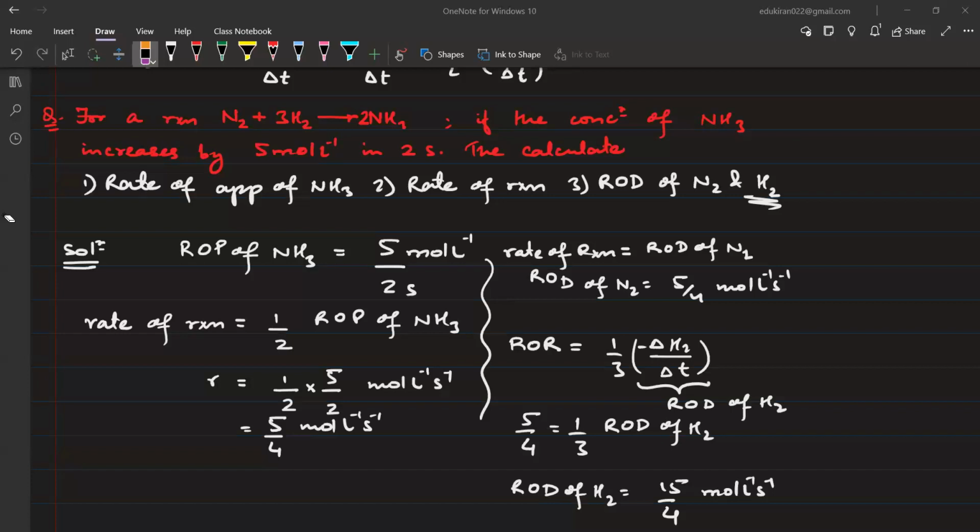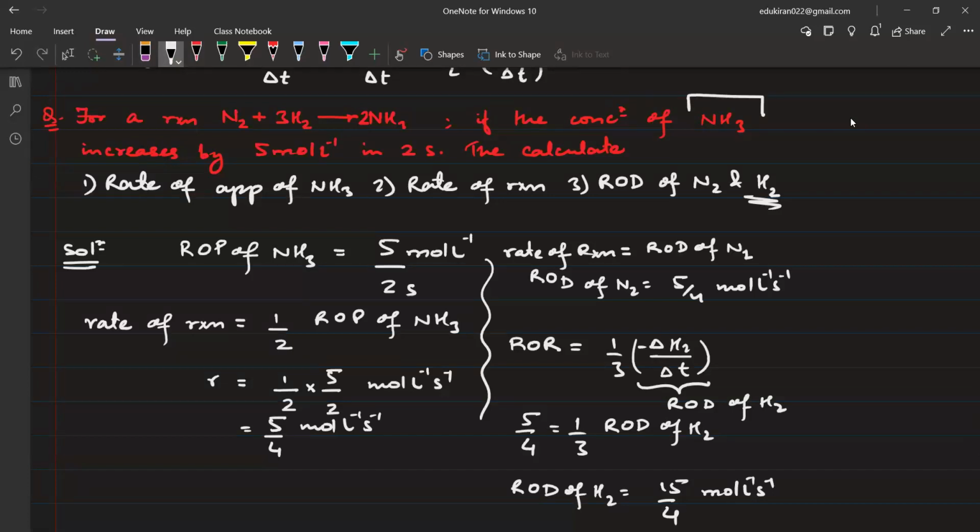So you have to move actually from ROP of NH3, ROD of N2, ROD of H2, rate of reaction. You have to fluctuate from here and there, so that will become second nature to you, a muscle memory when you're writing all of these things. So when to use minus delta H2 by delta t? This is going to be used only when we have been given the concentration of H2. For example, I used this formula for NH3.